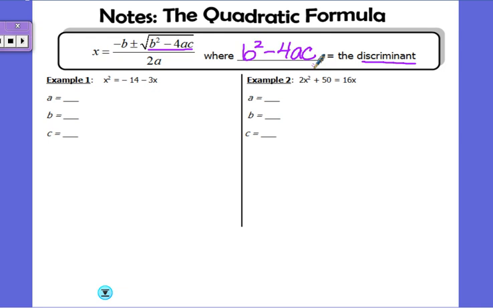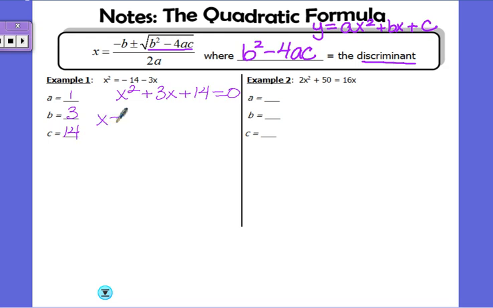So first, let's take a look at your quadratic formula and how to solve quadratic equations using the formula. You need to get everything into standard form first. If we remember, standard form is y equals ax squared plus bx plus c. So our first example in standard form is x squared plus 3x plus 14 equaling 0. Your a is 1 because it's in front of the x squared, b is 3, and c is 14. Now we're going to plug those values into our quadratic formula.